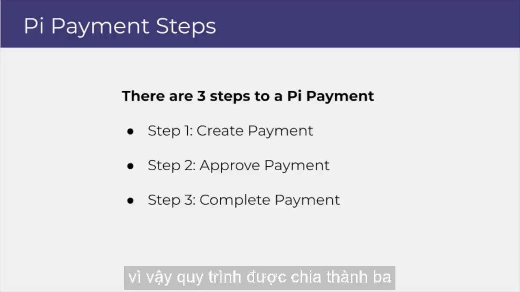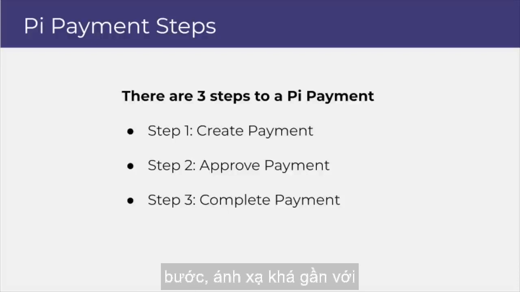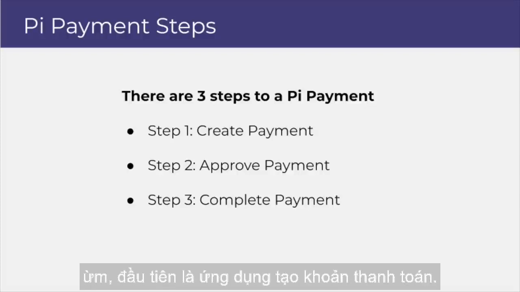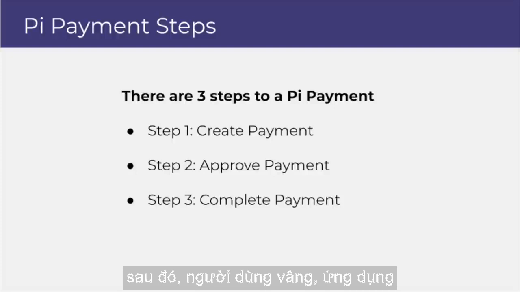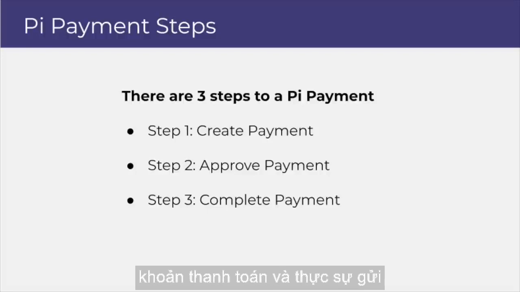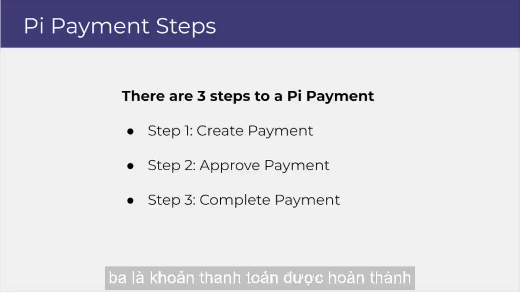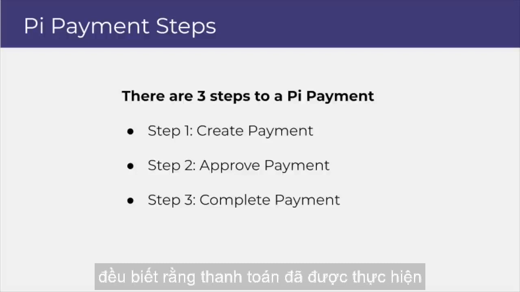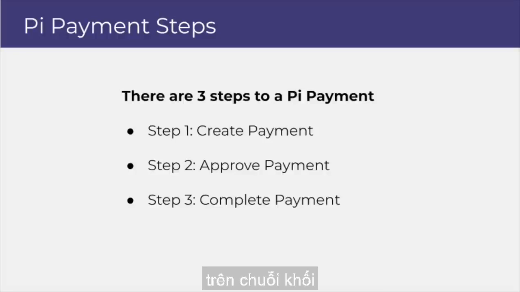So the process breaks down in 3 steps, which map pretty closely to what Christian was showing earlier. First, the app creates the payment. Second, the user approves the payment and actually submits the blockchain transaction. And then step 3 is the payment gets completed, which is sort of another round of confirmation to make sure that everyone is aware that payment has been made and that the transaction has been executed on the blockchain.